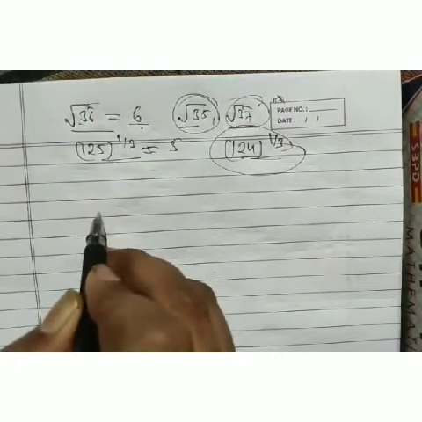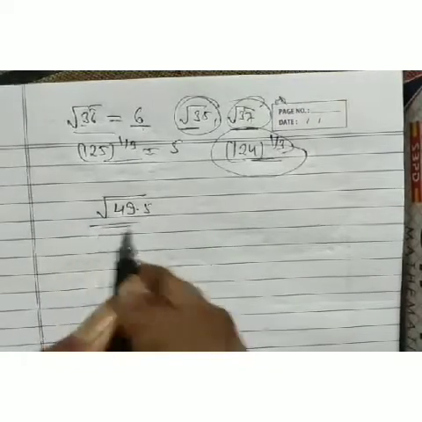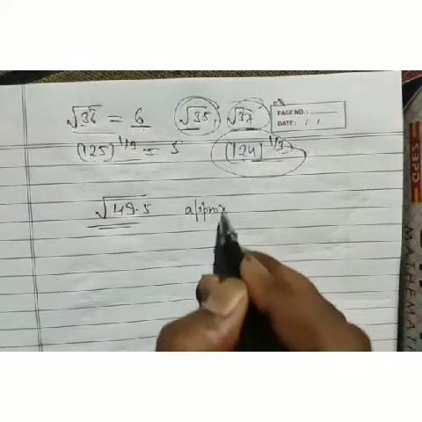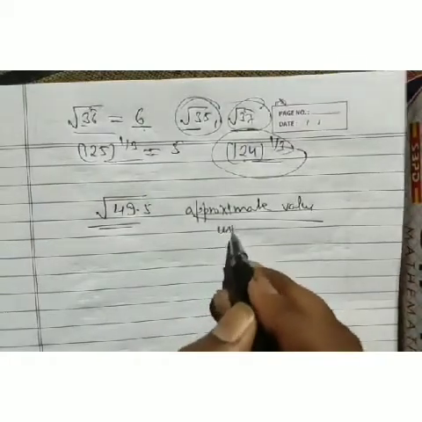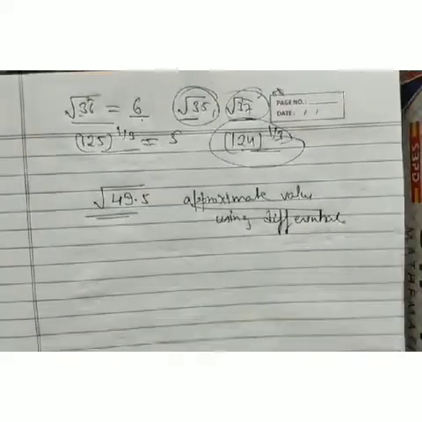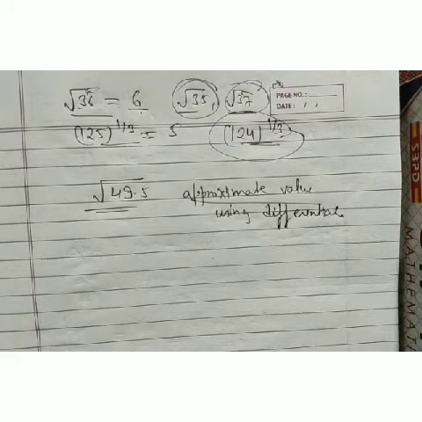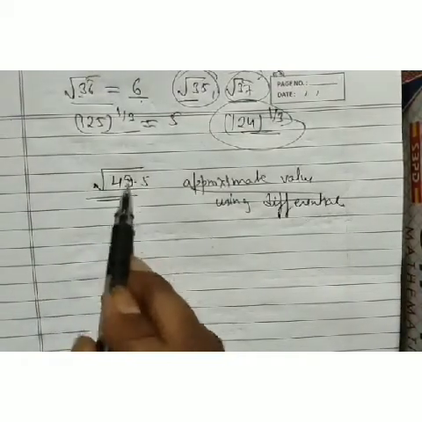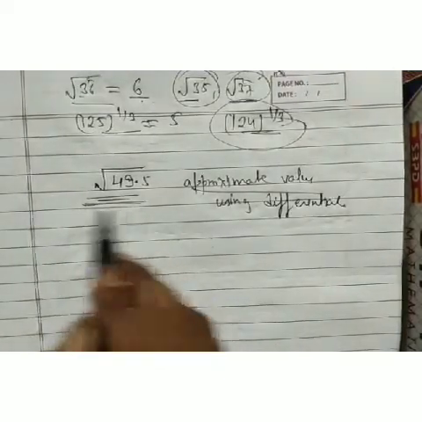Suppose we have to find the value of the square root of 49.5. Using approximation, we are going to find the approximate value using differentials. I am going to explain how we can get the value of the square root of 49.5. Just listen carefully. First of all, it is a square root of 49.5, and in the whole process, first we have to identify our function.